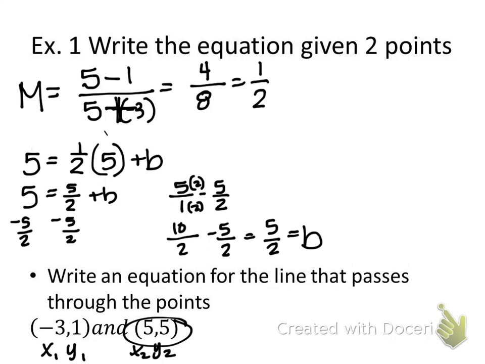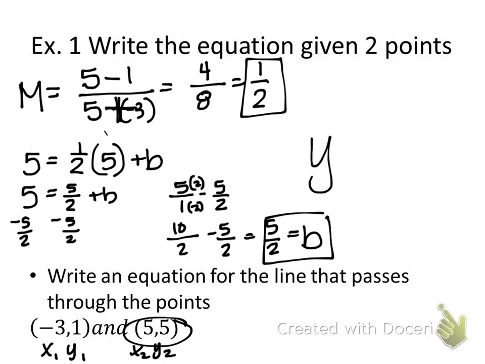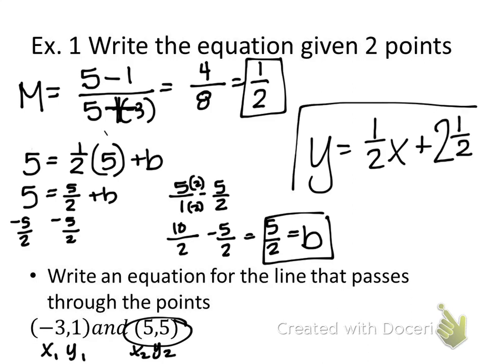All right? So now I have my b, which is really 2.5, and I have my m, which is 1/2, and I can write my equation. So I have y equals 1/2 x plus, I'm going to write it as a mixed number now, 2.5.